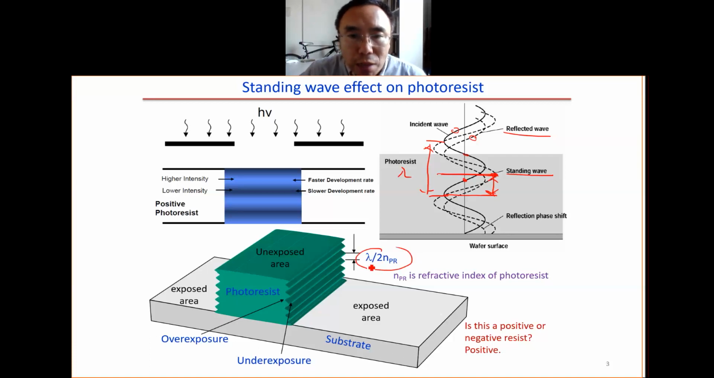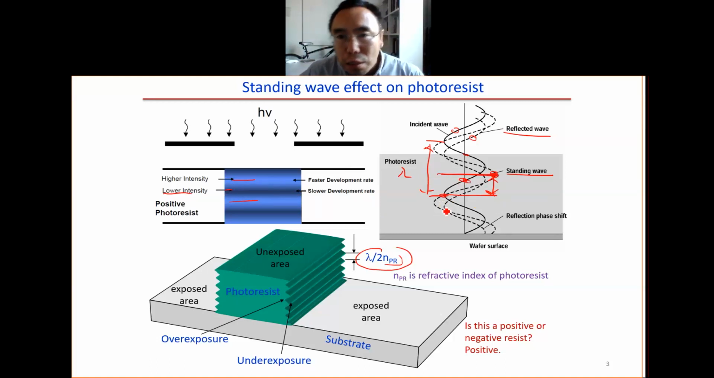In the resist, the lambda becomes lambda over the index of the resist, so the pitch is half of that lambda. You see the same thing here. This one, high intensity, corresponds to this point. This is also high intensity, corresponding to this point. This one is low, zero maybe not zero, low intensity corresponding to this point.